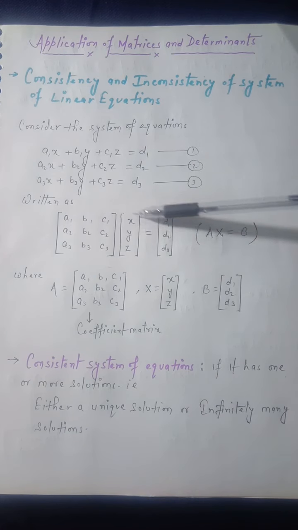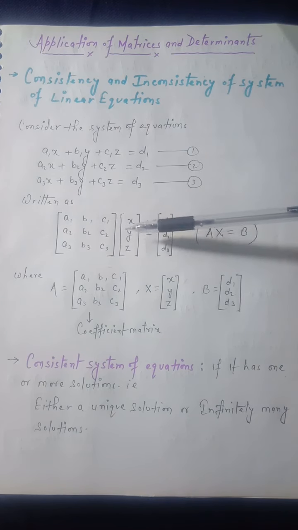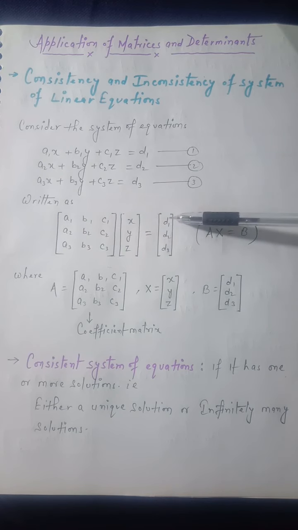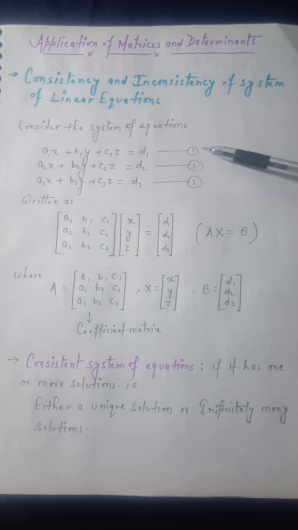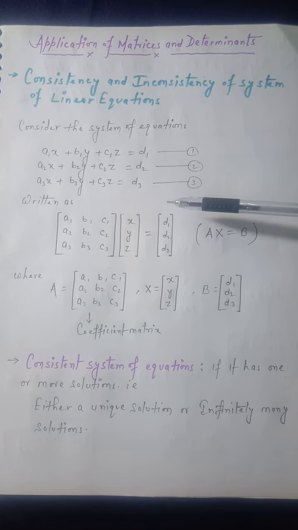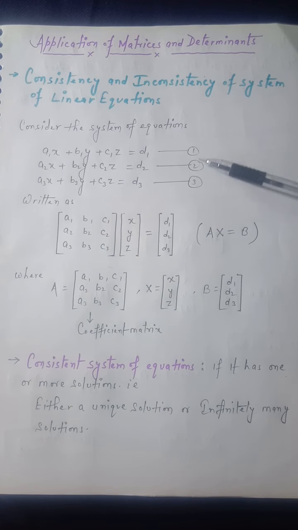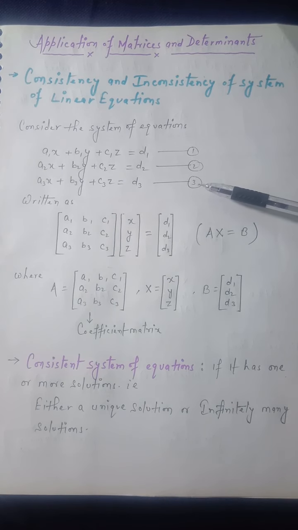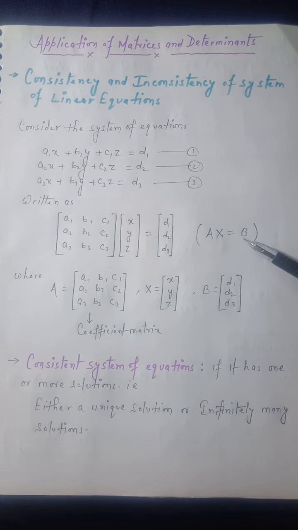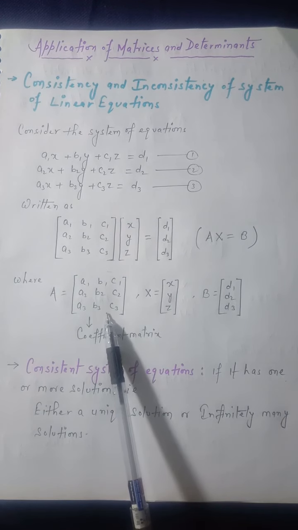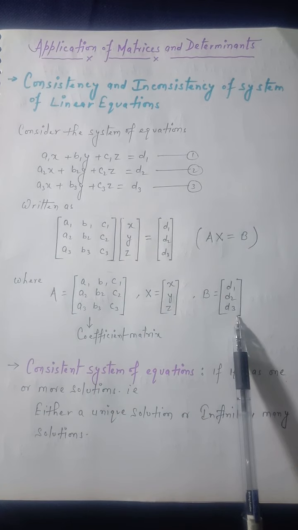You can also verify it by multiplying the first row with the first column. This will be A1x plus B1y plus C1z, which will be equal to D1. So in this way we are getting equation number 1, which means this form is correct. So these three equations can be written in the form of a matrix equation, represented by AX equal to B. Here this is A, this is X, this is B.